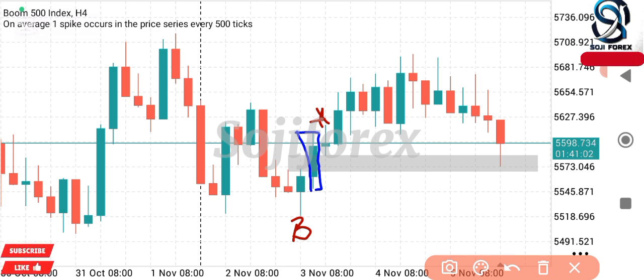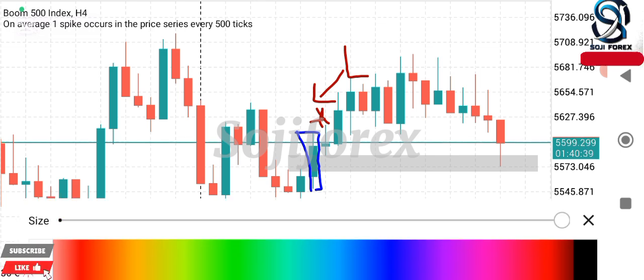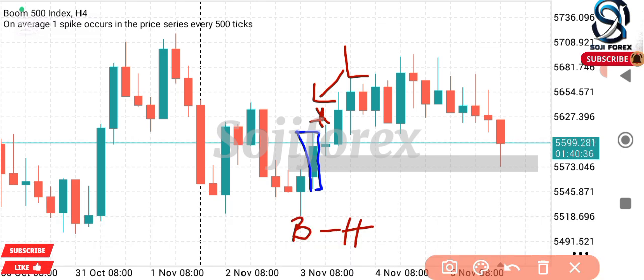So what is the rule? The rule is you identify the high of candle B. So for candle B, we are going to identify the high of it. Then for candle A, which is this particular candle here, we are going to identify the low of it. So let me begin by identifying the high of candle A. So this is the high of candle A. And then now what is the low of candle B? You can see candle B, this is the low of candle B.